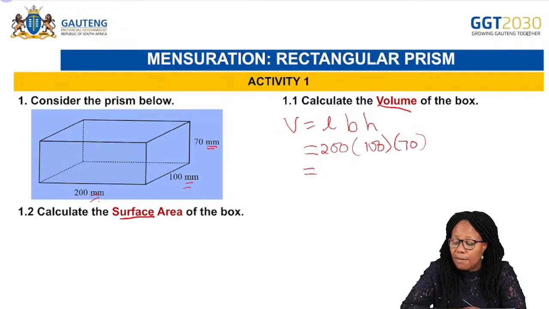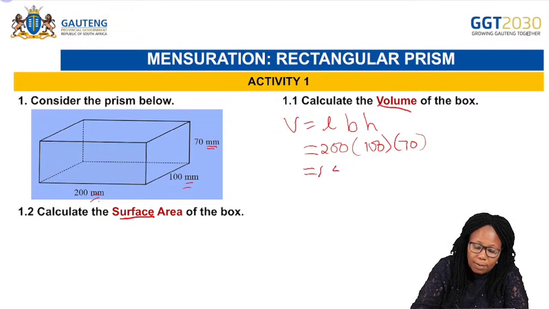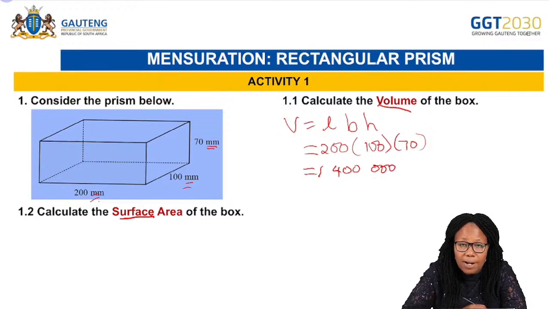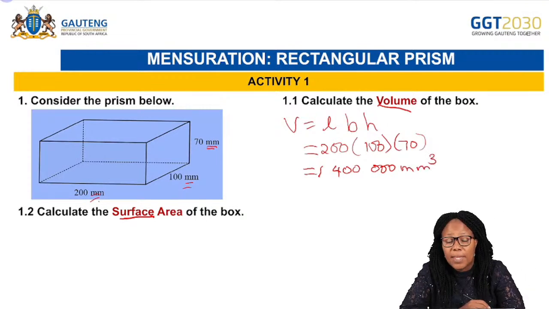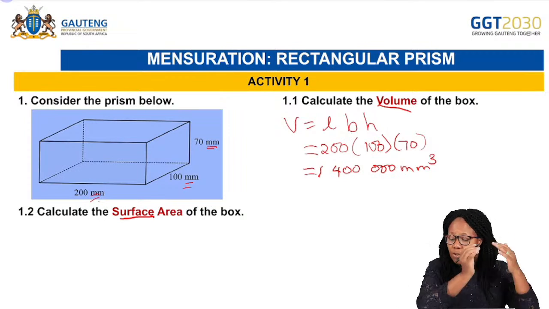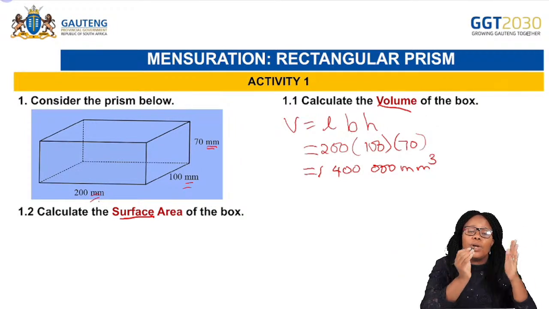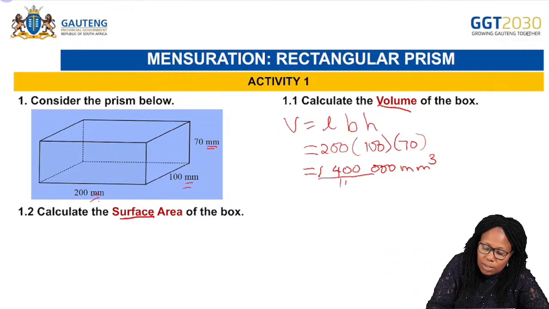And then you just put everything into your calculator, grade 12. This is giving you 1,400,000 cubic millimeters. Let's say the question was: calculate the volume of the box, and leave your answer in cubic meters, not millimeters. If you are changing this to cubic meters, remember you are moving from millimeters to meters, then we are dividing by 1,000.